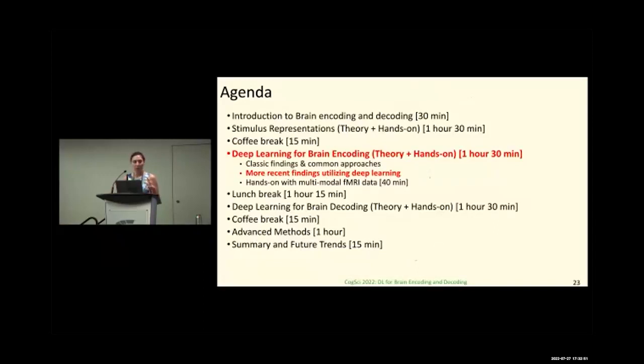Great. So this was the first part where we discussed the classic findings and these common approaches for how to fit and test encoding models. So next I'm going to move on to findings that actually utilize deep learning and recent progress in deep learning. But I just want to pause for questions.